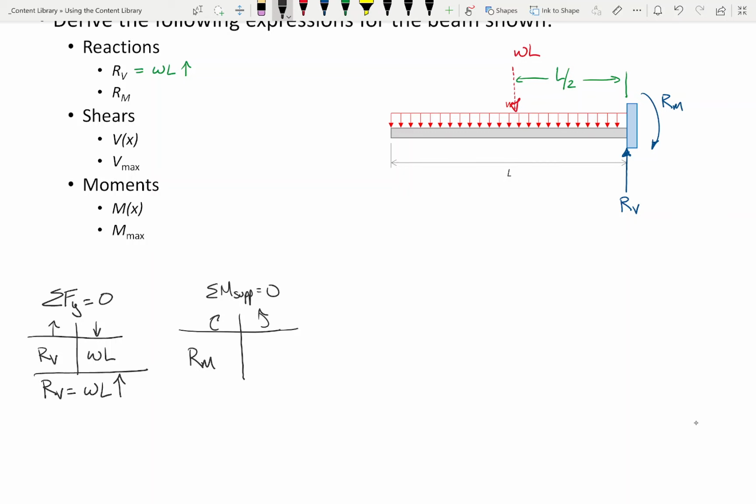And what resists it? What goes the other way? WL times L over 2. WL times L over 2, right? So what does RM equal? WL squared over 2. Like that, right?